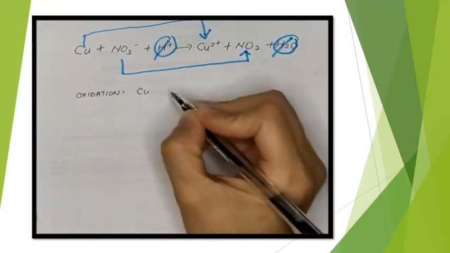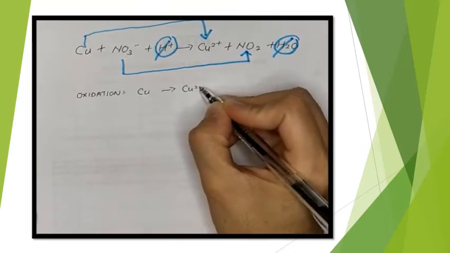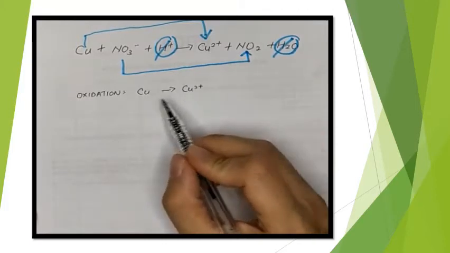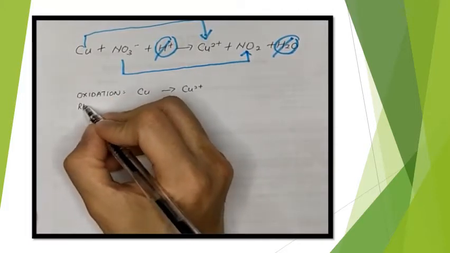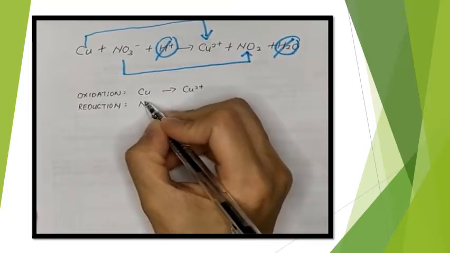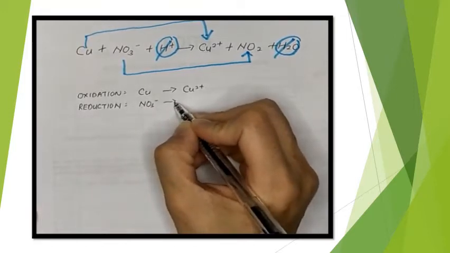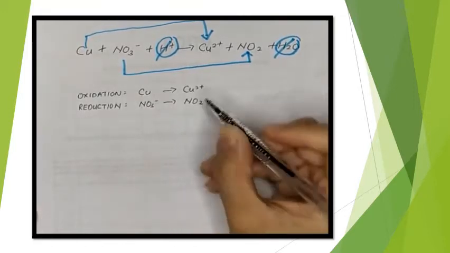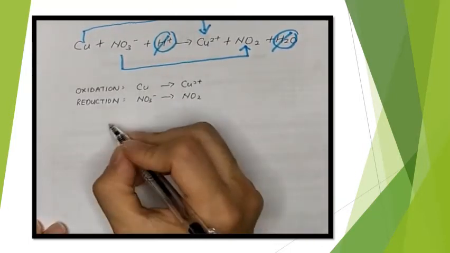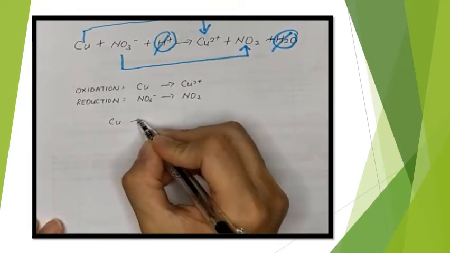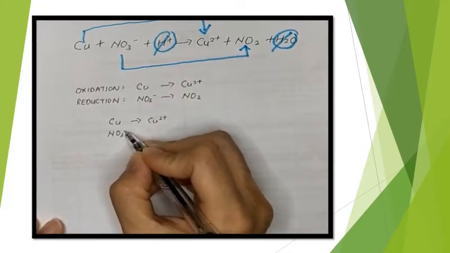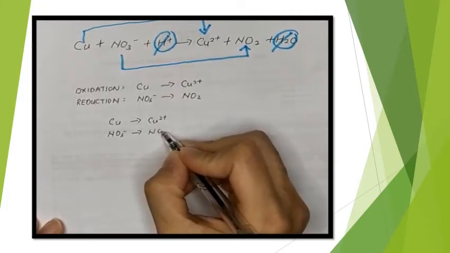oxidation is Cu becomes Cu2 plus, because the oxidation number of this one is equal to 0 and then this one is positive 2. So automatically this is oxidation. And then next, reduction. NO3 negative to NO2. So the number of oxygen decreases, so this is the reduction equation. Then after that you recopy again. Cu becomes Cu2 plus, and then NO3 negative becomes NO2.